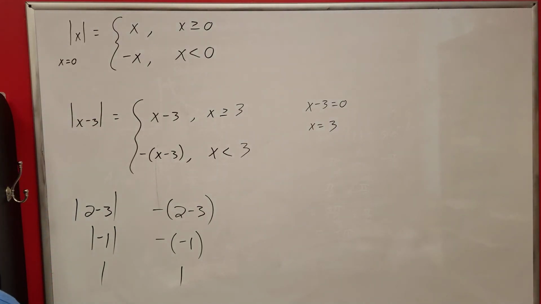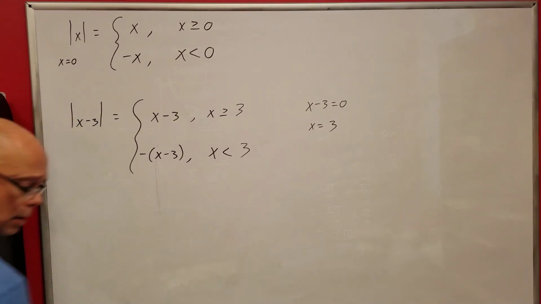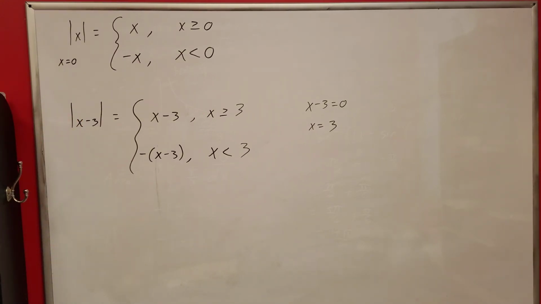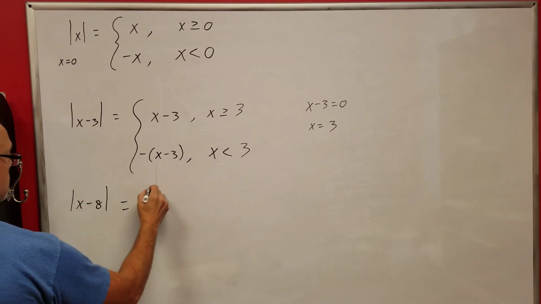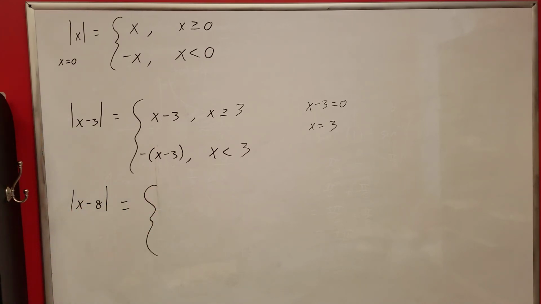Now let's try this. Let's rewrite the absolute value of x minus 8 in terms of a piecewise defined function. This would be a good time to pause the video, try it yourself, and then resume it, see if you got it right.